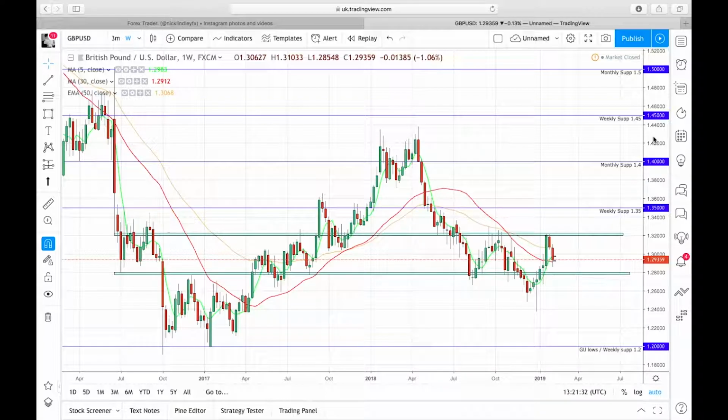So heading into one of my preferred pairs, it's actually the pound to US dollar.